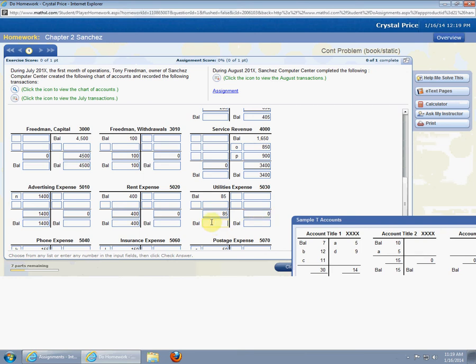And again, we're just using the T accounts to learn the concepts. And then later on, we're going to be using journals and we're going to be using general ledgers. So they're going to look a little different, but it's the same process.